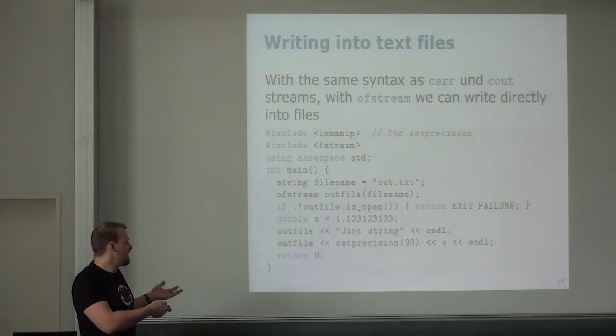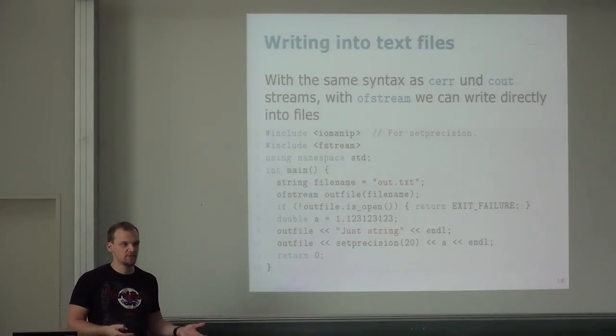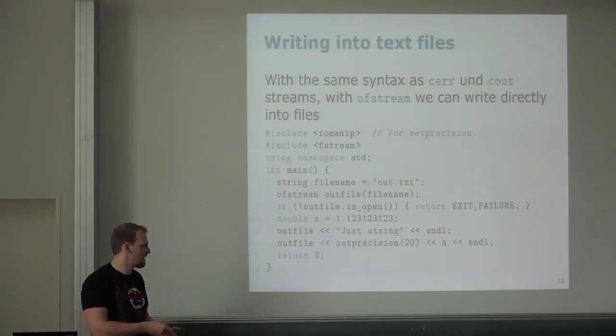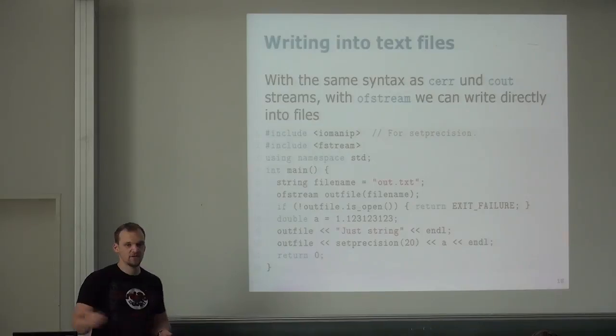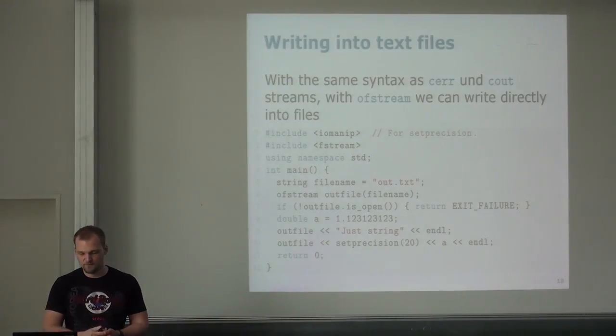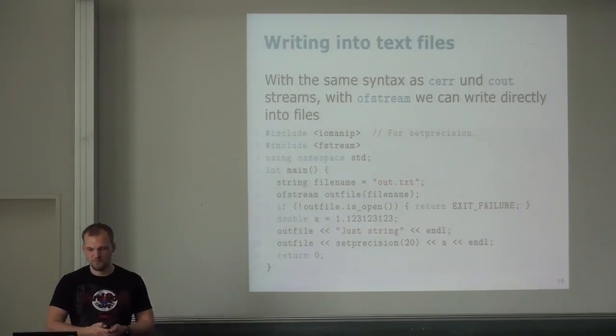And then we just write to it just as we would to cout or cerr, right? So it's exactly the same. The syntax is exactly the same. You still use endl to make a new line. There is really not much to it. I don't think it's very different from cout and cerr, and I don't think you will have many problems with that.